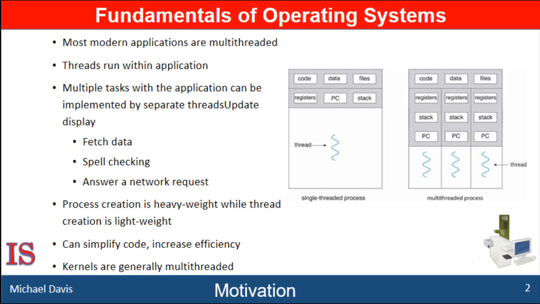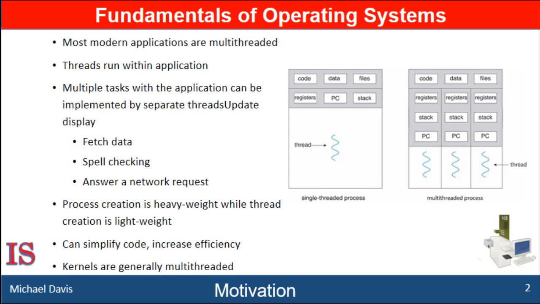A web browser might have one thread displaying images or text while another thread retrieves data from the network. A word processor, like we mentioned in the last unit, may have a thread for displaying graphics, another thread for responding to keystrokes from the user, and maybe a third thread for performing spell check in the background.